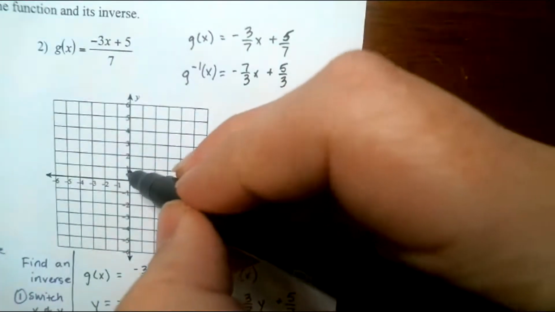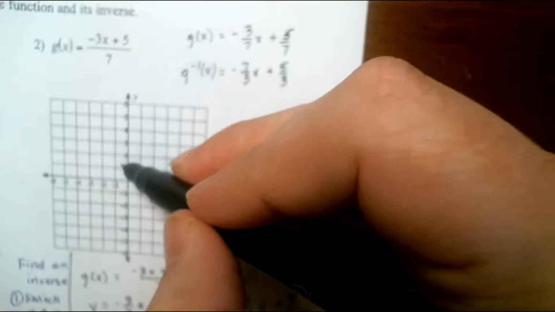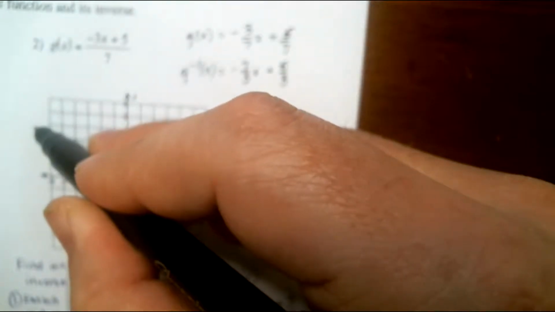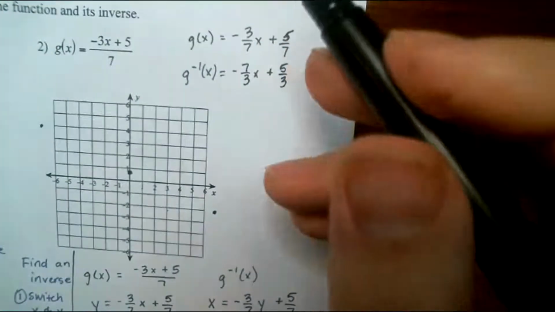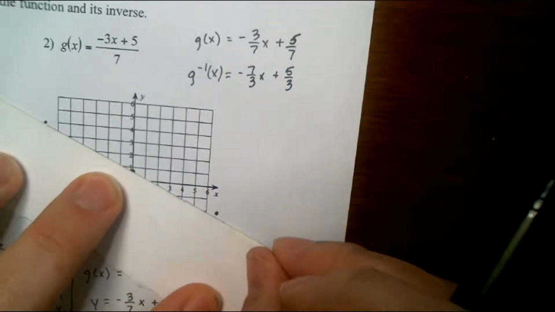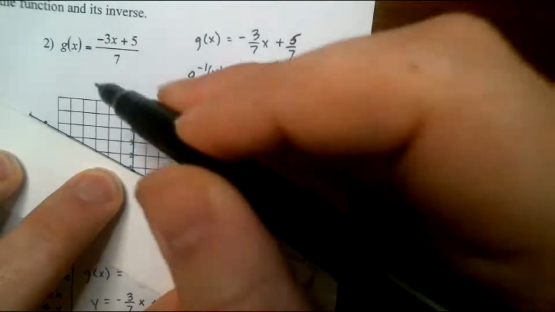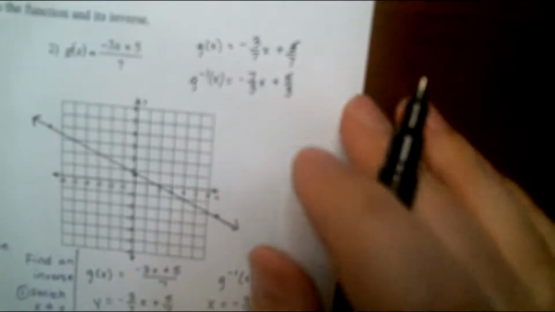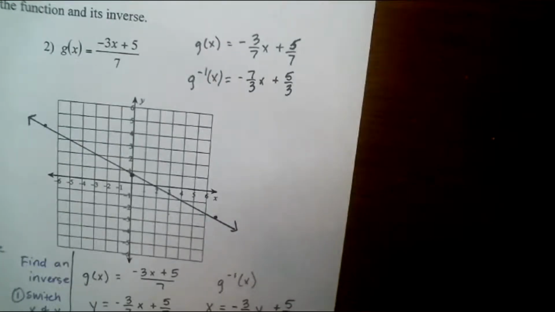And then I could go up 3 and left 7. 1, 2, 3, and left 7: 1, 2, 3, 4, 5, 6, 7. Again, the more points I have, the more accurate my line will be. I then graph that line, looking like that. Okay.